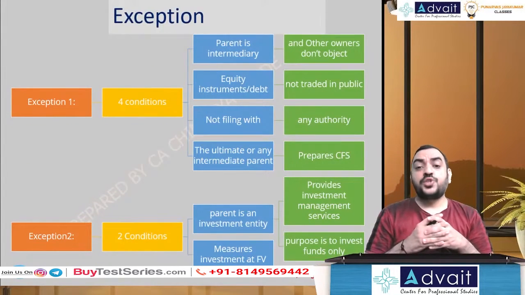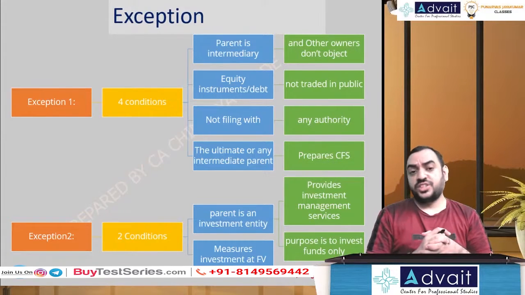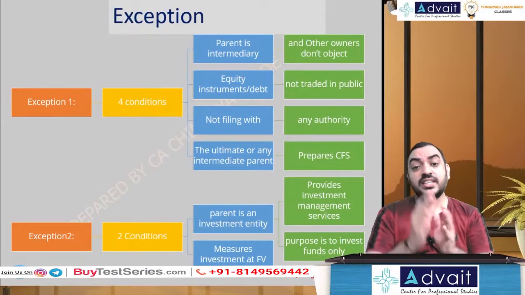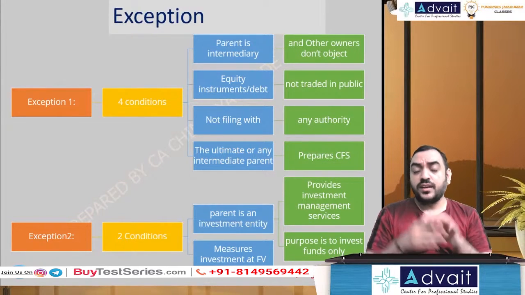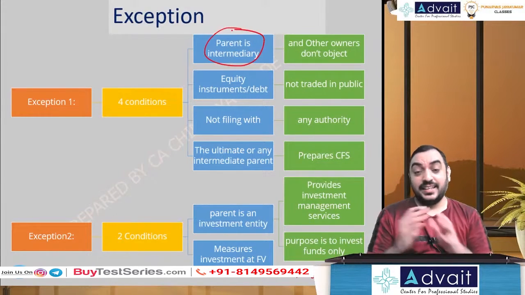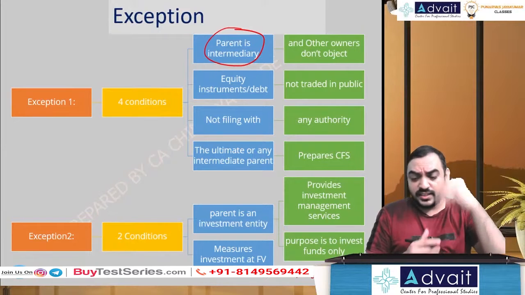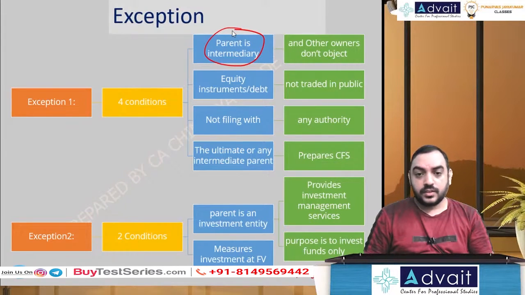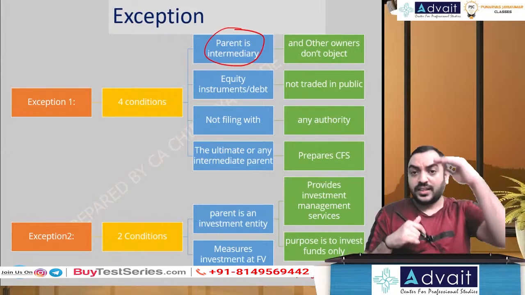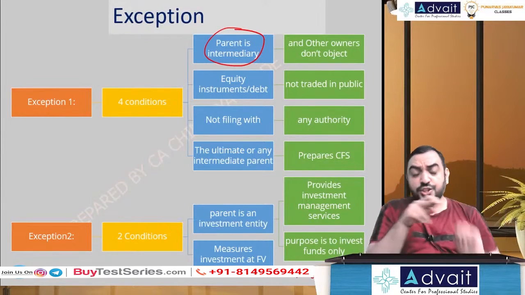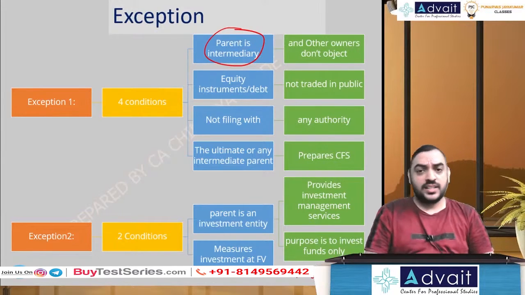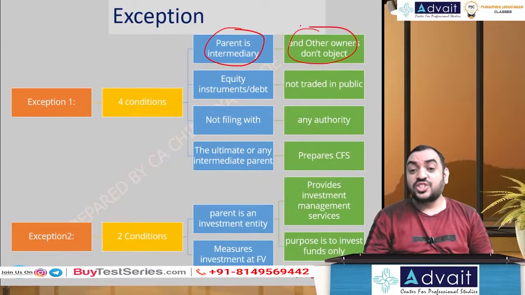This is the exception given by Ind AS 110, not the Companies Act. Ind AS 110 gives some exception. What are the four conditions where an entity need not prepare a consolidated financial statement? Parent is an intermediary. Company A has shares in C and C has shares in X. So C is an intermediary company.